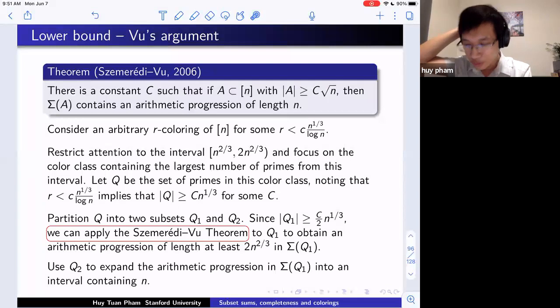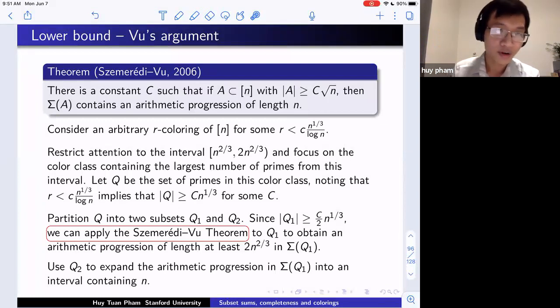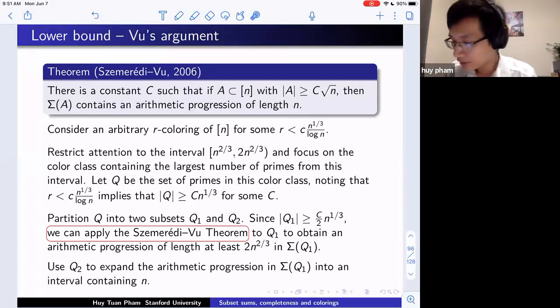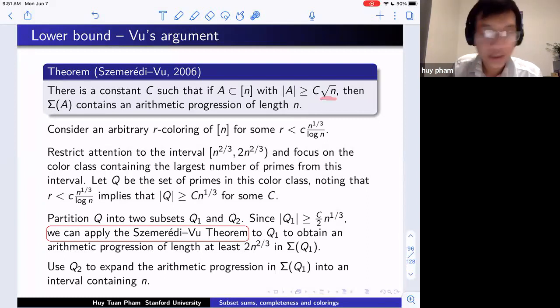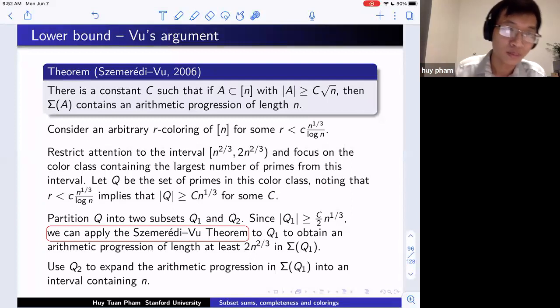And in order to improve over Vu's bound of n to the 1/3 over log n, what we'll do is try to improve Szemerédi and Vu's theorem. However, this result is tight in the sense that even if you just replace this big constant C by a small enough constant, then immediately we don't expect there to be a long arithmetic progression in sigma of A. The length of the longest arithmetic progression in sigma of A will significantly drop below n. Therefore, we must use some special property of A in order to improve over this result.